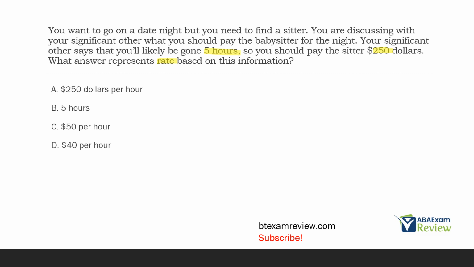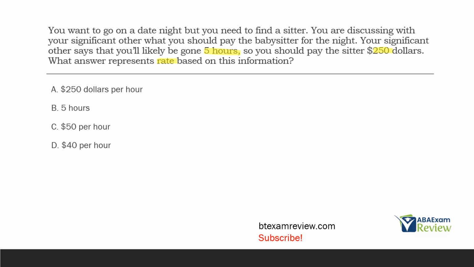A, $250 per hour. Well, we have 5 hours, right? And we're paying her a total of $250. So our rate is not going to be $250 per hour. Our total frequency is $250, but not our rate. B, 5 hours. Well, 5 hours is our time or our duration, right? How long is she working or how long will you be gone? A total of 5 hours, but that doesn't equal rate. Rate is frequency and time, frequency divided by time. If we go to C, $50 is what we got when we divided it per hour, right?